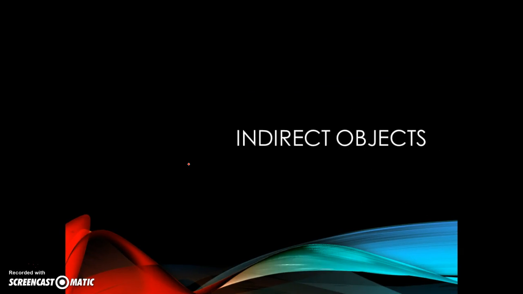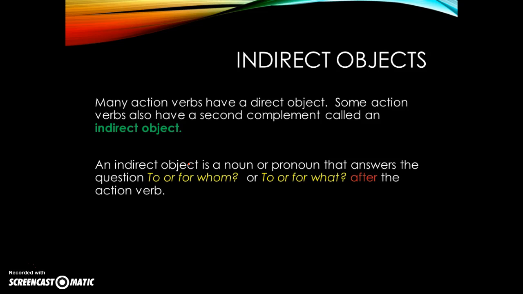All right, let's look at indirect objects. So many action verbs have a direct object, but some action verbs also have a second complement to complete the meaning of the sentence, and that's called an indirect object. An indirect object is a noun or a pronoun that answers the question to or for whom or to or for what after the action verb.